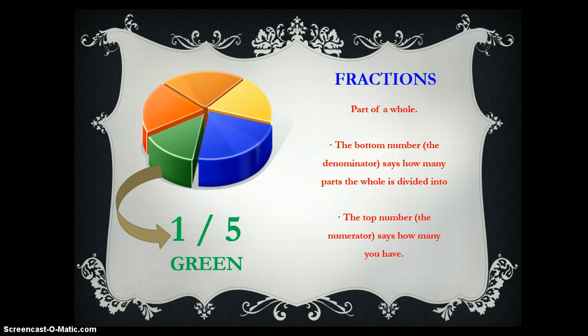As you see, I'm representing the green in this case. The green is one part of 5 pieces that make up the whole. So the 1 represents the green, which is our top number, or our numerator. The 5 represents how many parts make up the whole, the 5 being the denominator, the bottom number. Once you have that understanding, you realize that the green section of this pie chart is 1/5 of the whole.